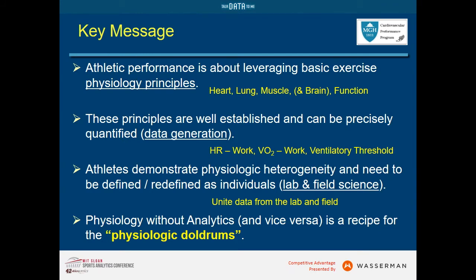Going back to the initial key messages, athletic performance, again, is about leveraging basic physiology principles. When you're thinking about performance in any given athlete, it's a function of heart, lung, muscle, and brain function, and any one of those systems can contribute to suboptimal physiology and suboptimal performance. These principles are very clear, and I've walked you through them. What we care about most when we're measuring athletes in the lab is maximal heart rate and its relationship with work, VO2 and its relationship with work, and then this magic ventilatory threshold.